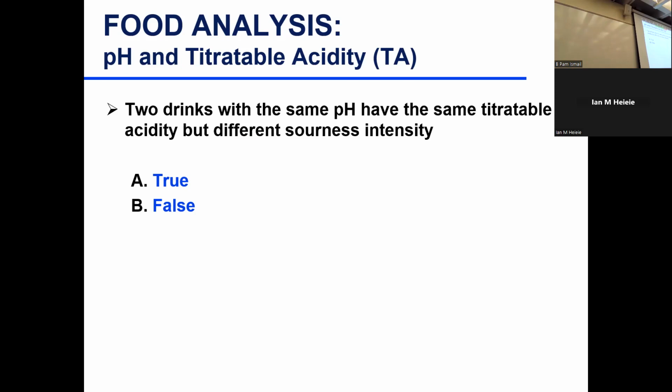So we will see actually that sometimes you have 2 different solutions. They have the same concentration of acid, but they have different pH, because they have different dissociation of the hydrogen. And the free hydrogen ions contribute to the sourness of the beverage, whatever it is. So this is a false statement.